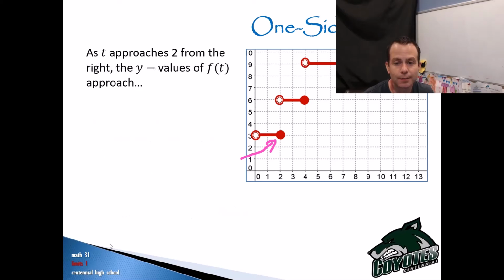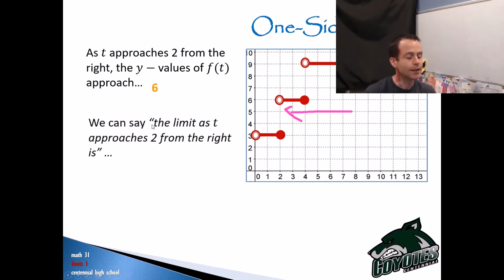Now let me just take that arrow off too. So as t approaches 2 from the right, the y values of f of t approach... the y values actually approach 6, because coming from the right, there is nothing here. Coming from the right, we'd have to be on this guy. So as we approach from the right, the y values are approaching 6. We say the limit as t approaches 2 from the right is 6.